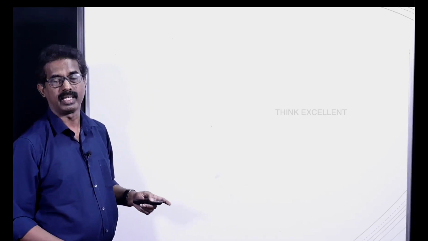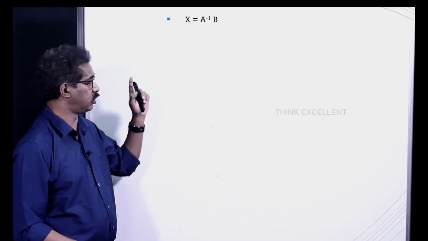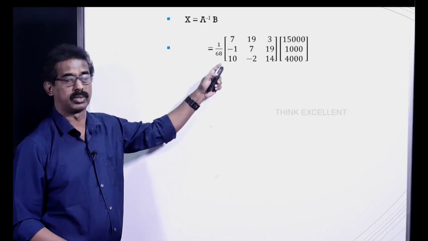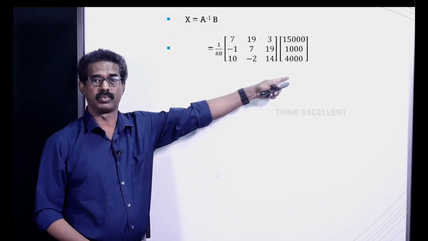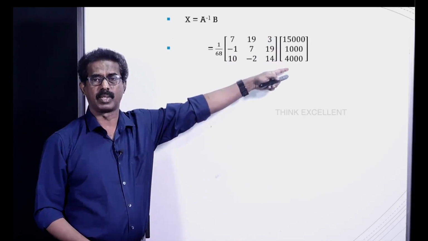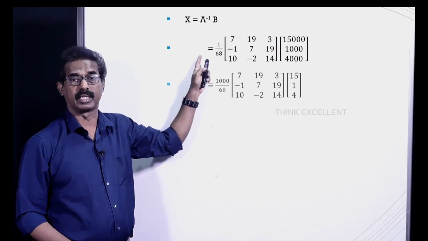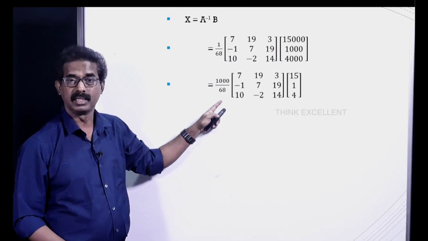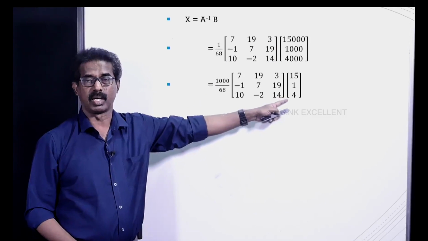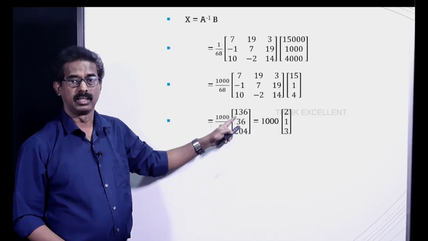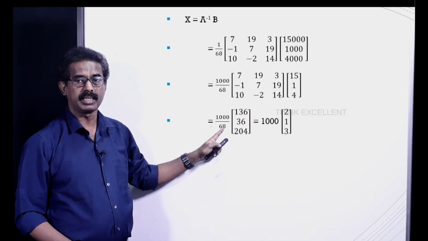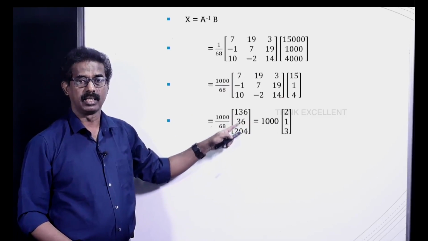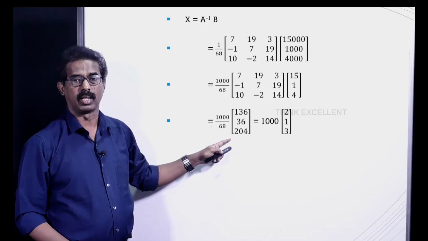Then X we want to find, and the formula for X is A inverse into B. A inverse we just got, substitute. B is the right side values. What they given? 15,000, 1,000, 4,000. Here you can see something common. What's common? 1,000. That 1,000 if you want you can take it outside. So 1,000 by 68. The numbers are very small now. Row by column, you do that, you will get these steps. Then by 68 you can divide and see what answers you are getting.